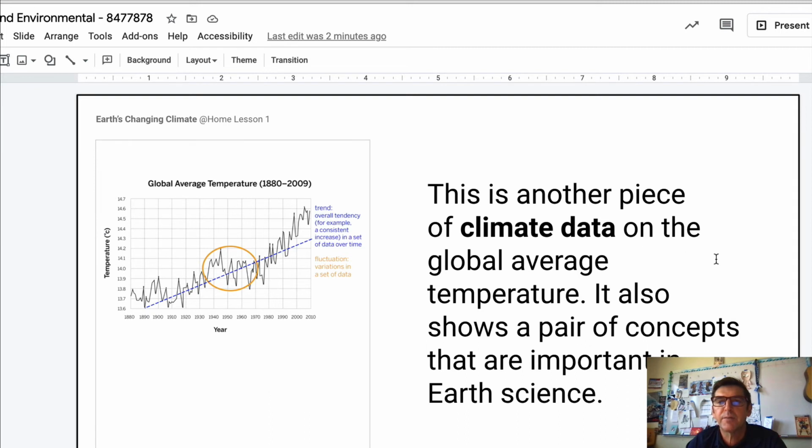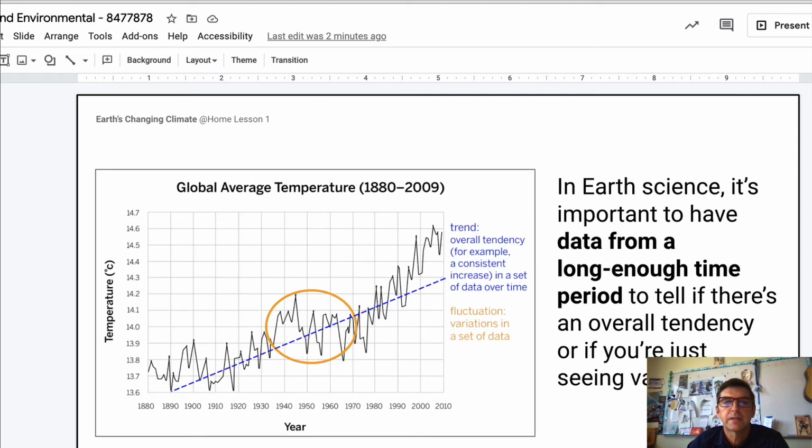This is another piece of climate data on the global average temperature. It also shows a pair of concepts that are important in earth science. In earth science, it's important to have data from a long enough time period to tell if there's an overall tendency or if you're just seeing variations. So trend, overall tendency, for an example. Notice the trend is up. Yes, there's fluctuations. It varies, but look, the trend is up over time.